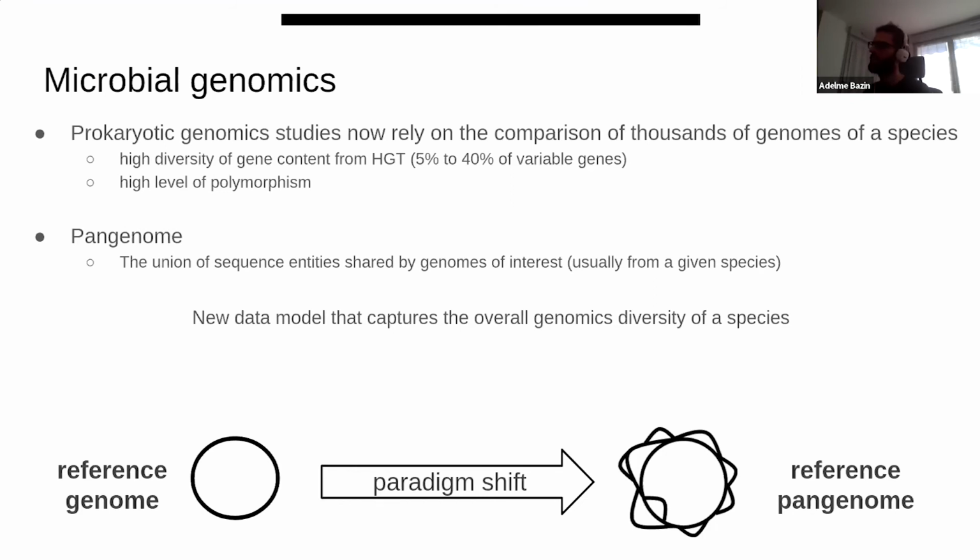So this very high number of data and differences gave rise to the concept of pangenome. A pangenome is a union of sequence entities shared by genomes of interest, usually from a given species, but it can also be from a genus or a phylum. It also gave rise to new data models, moving away from a reference genome that only has specificities of its own, and towards reference pangenomes, which encompass the overall genomic diversity of the group that you're studying.